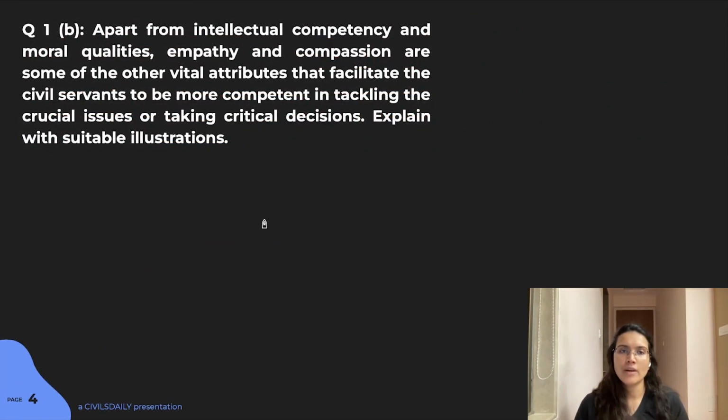Let's move on to the next question. Now, the next question is, apart from intellectual competency and moral qualities, right? Now, this becomes part of your introduction actually. Empathy and compassion are some of the vital attributes that facilitate a civil servant to be more competent in tackling crucial issues or taking critical decisions.